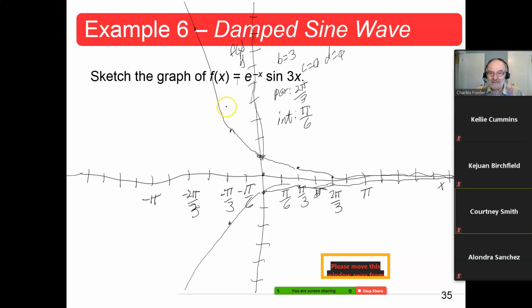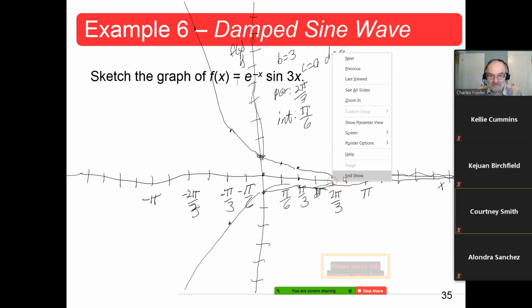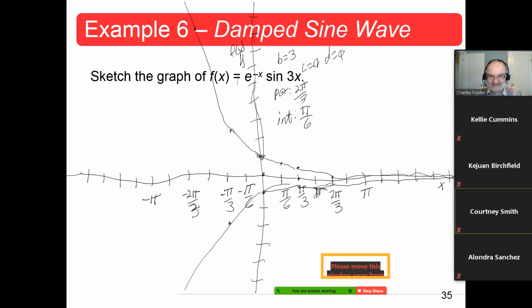At your first interval, it goes to a max. The next interval goes back to 0. Then it goes to a min. Then it goes back to 0. Then 0, max. And after here, it's just such little variation you can't tell at all. It's just going back and forth.